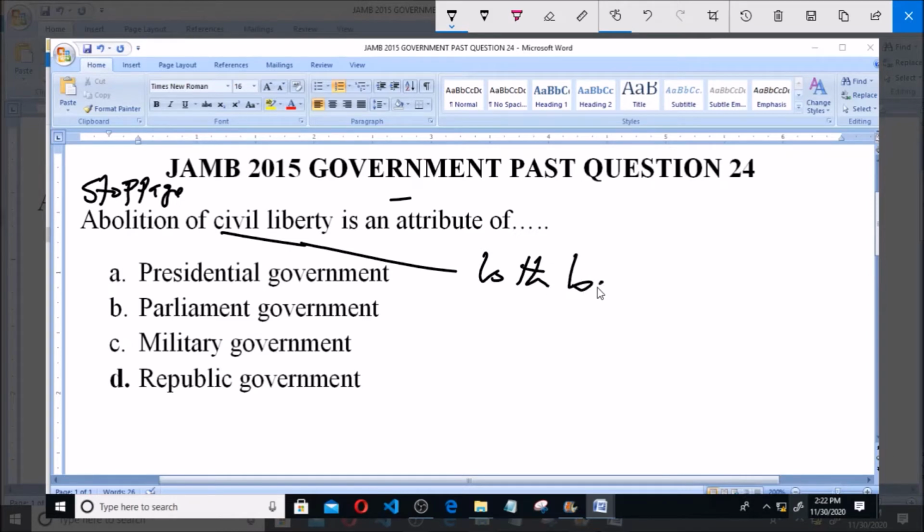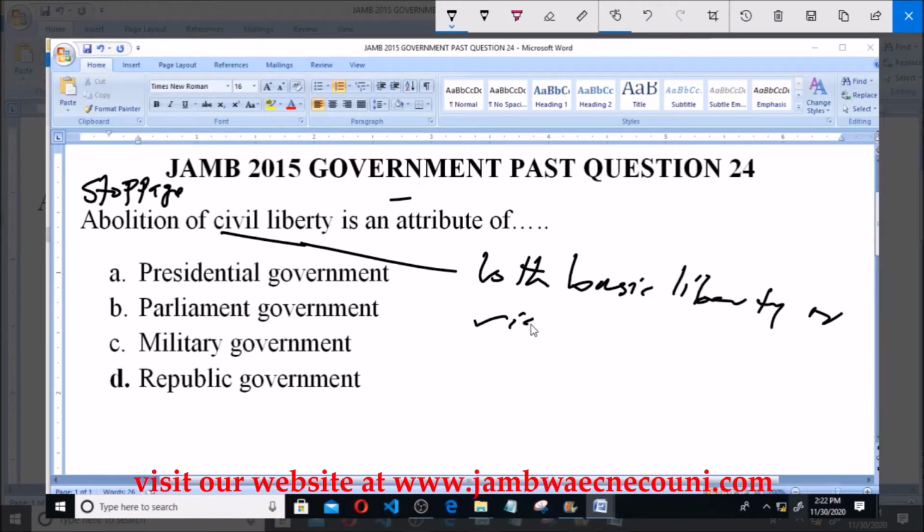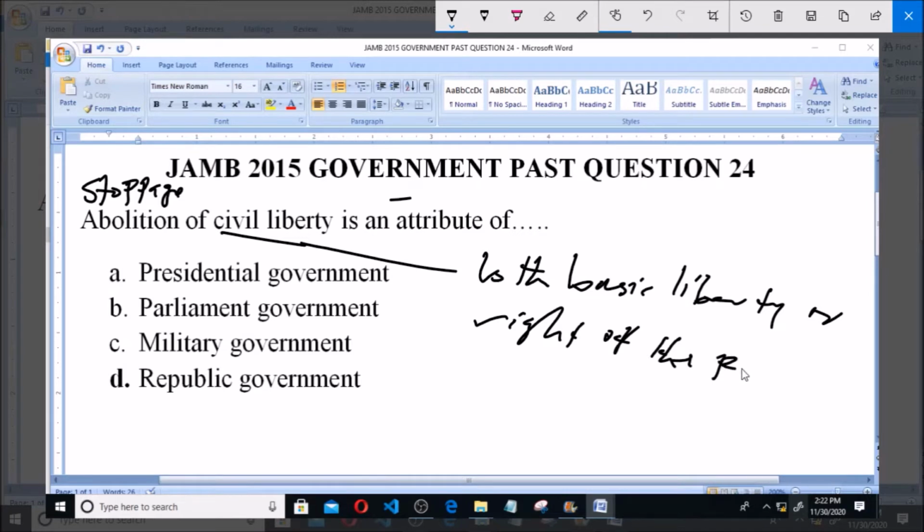the basic liberty or right of the people, because liberty simply means freedom.